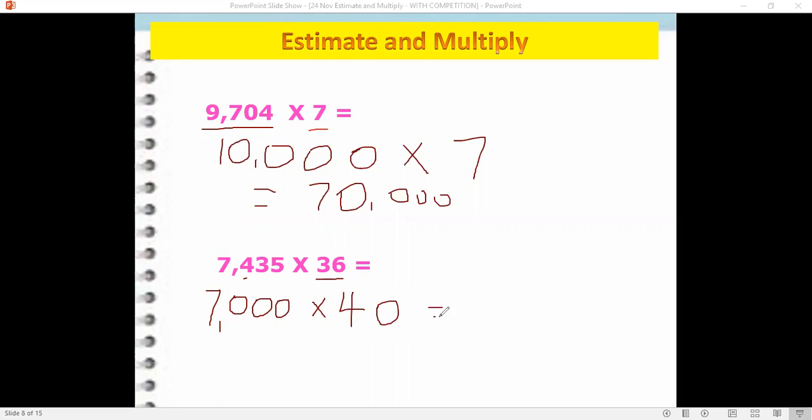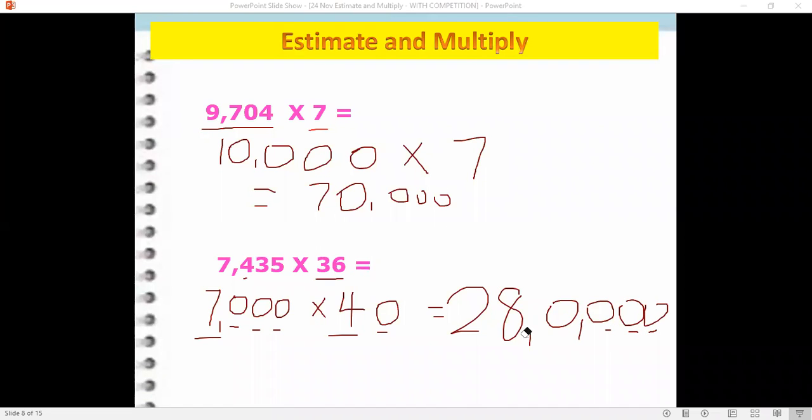Then we are ready to multiply. So multiply 7 times 4, we have 28. Then how many zeros do we have? 1, 2, 3. So the answer is 280,000.